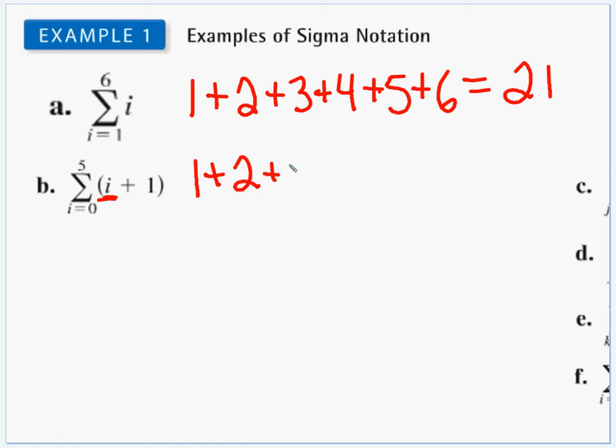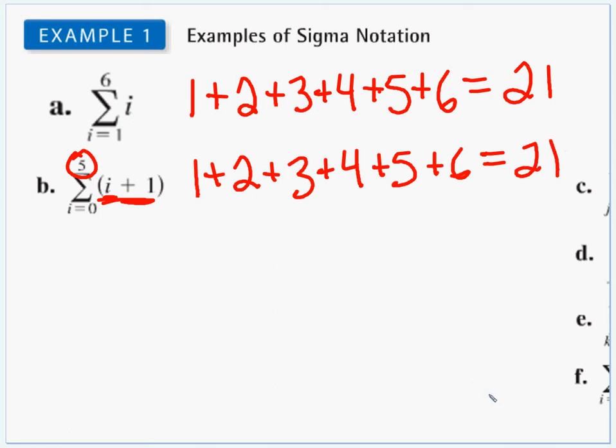And then 2, 2 plus 1 is 3, and 3 plus 1 is 4, and 4 plus 1 is 5, and 5 plus 1 is 6. And that's our last term because we stop at 5 and we add 1 to it, and that's 6. Now notice that's exactly the same as we have above, so it's going to also equal 21.